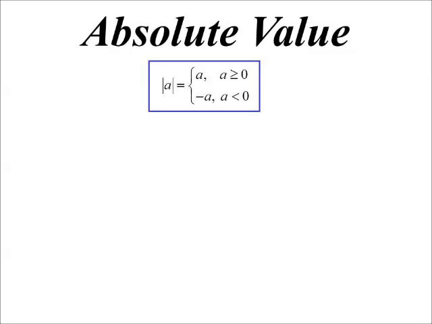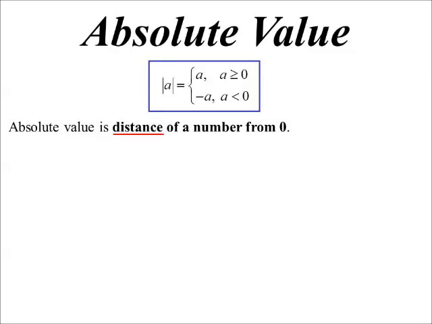The formal definition of absolute value is this. The absolute value of A is A if A is greater than or equal to 0, but it's negative A if A is less than 0. So then the negative times the negative becomes a positive. So that's the formal definition.